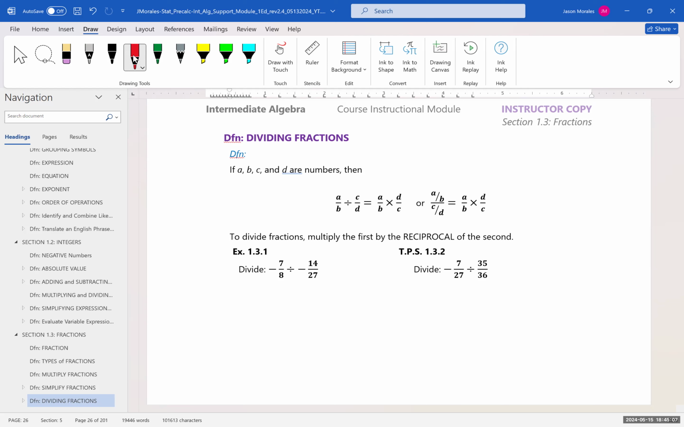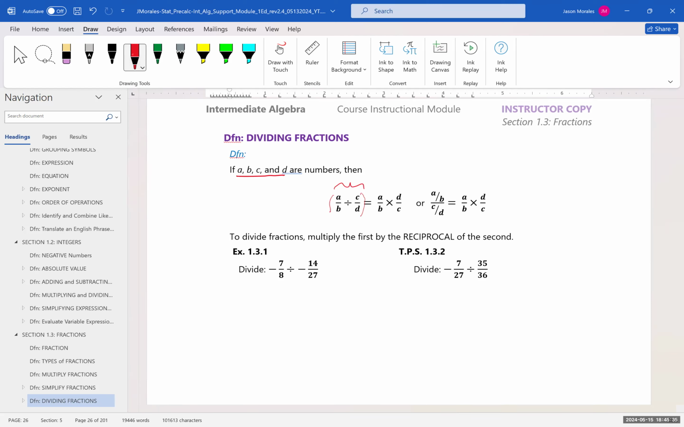All right, we just looked at multiplying fractions and simplifying fractions. Now let's look at dividing fractions. So if A, B, C, and D are numbers, then let's say we're trying to divide two fractions. So we have fraction A over B being divided by fraction C over D.